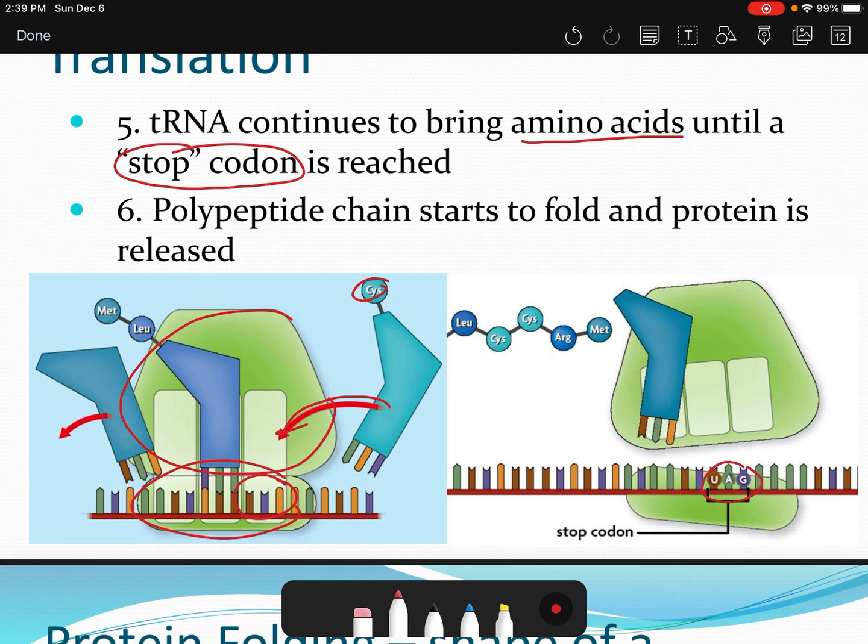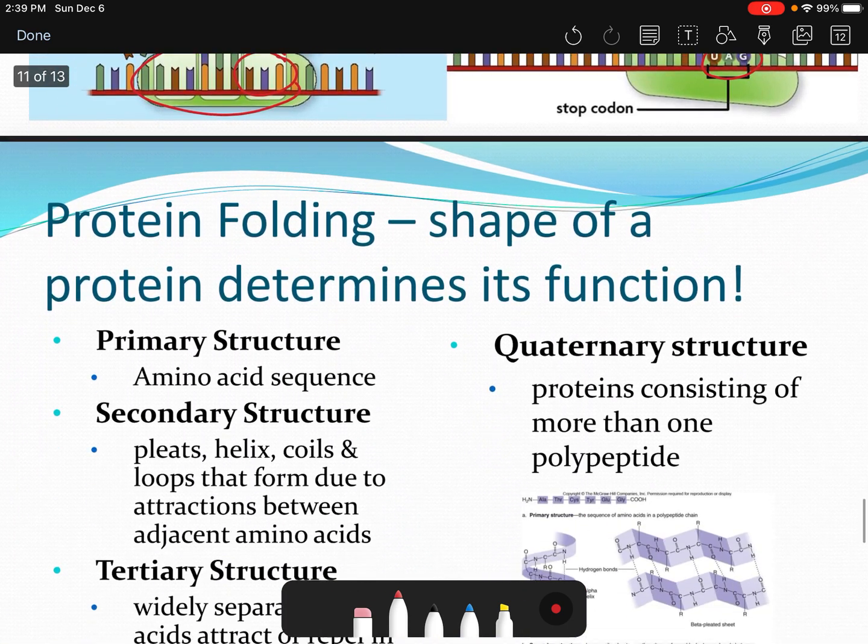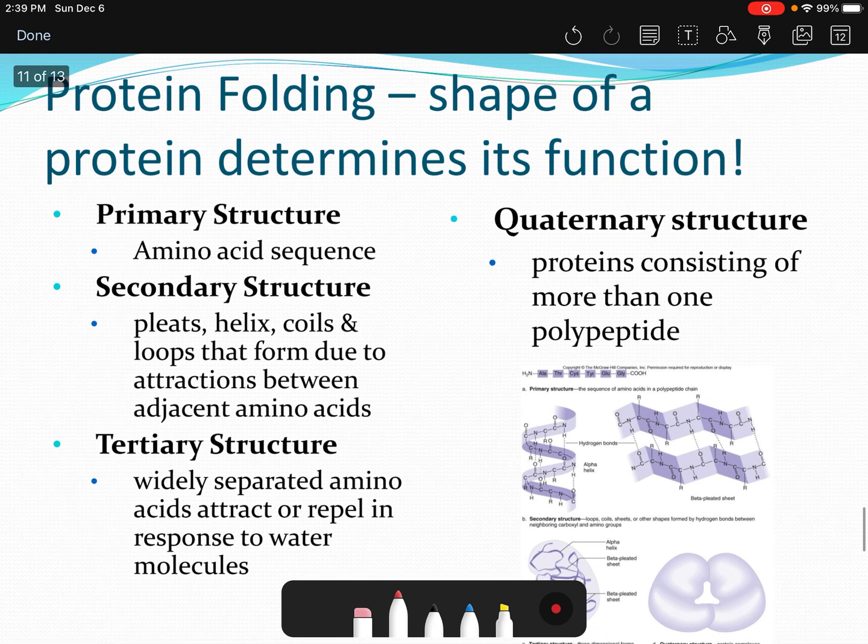That's going to cause everything to get released. This polypeptide chain here that's forming is going to start to fold, and then the protein is made and gets released. Okay? And the protein folding, the shape of a protein determines its function. So that folding part is a very important process at the end of translation.